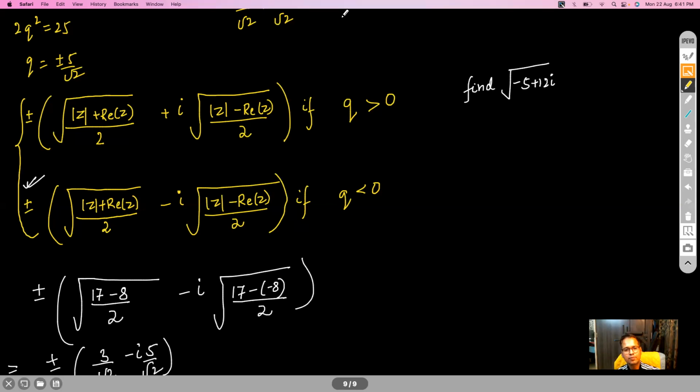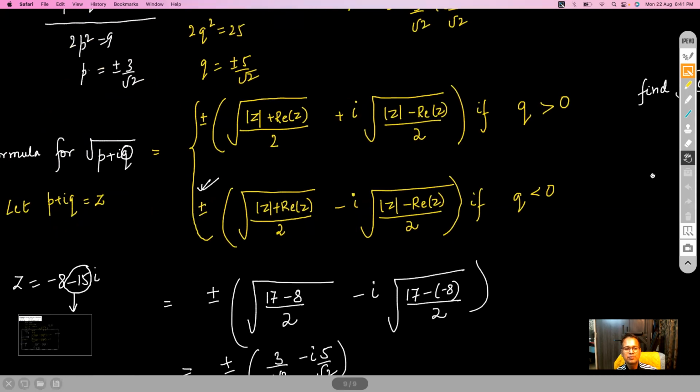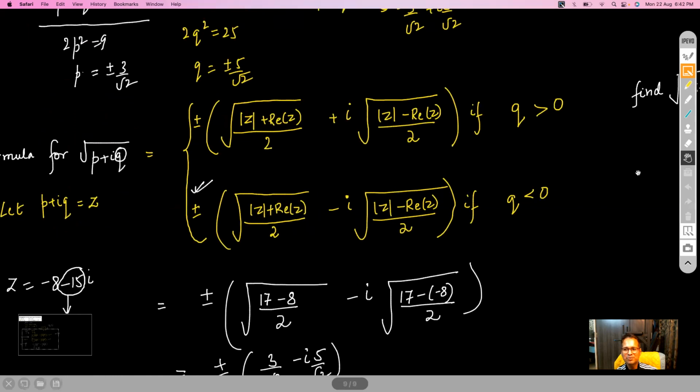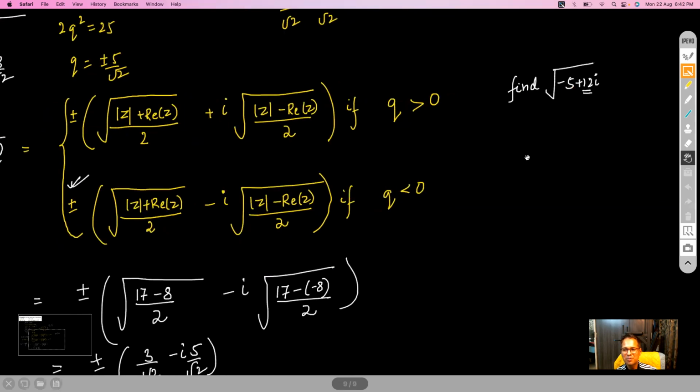Is it done? Okay, so which of the two formulas will be applicable here? What is my Q value here? Positive or negative? Positive, right? So I'll use the first formula.